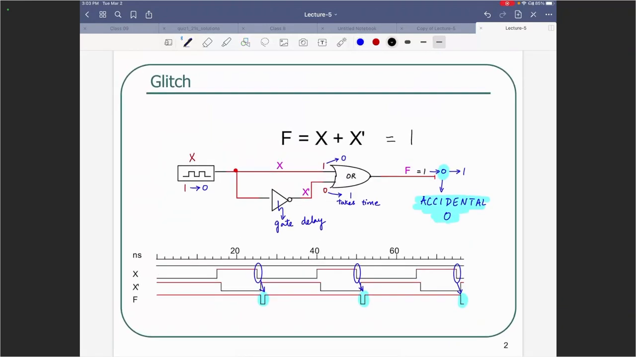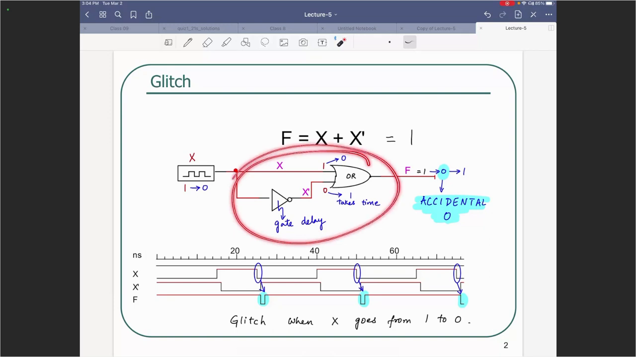So I can write a statement over here saying glitch, which means error or a slip, when x goes from 1 to 0. This is a very common misunderstanding when it comes to hazards. It is not about whether the input changes or not. It is more specific than that. It is about if the change is from 1 to 0, or if this circuit was a product of some circuit, then the change would have to be from 0 to a 1 to cause that accidental 1. Is that accidental 0 is called a glitch?